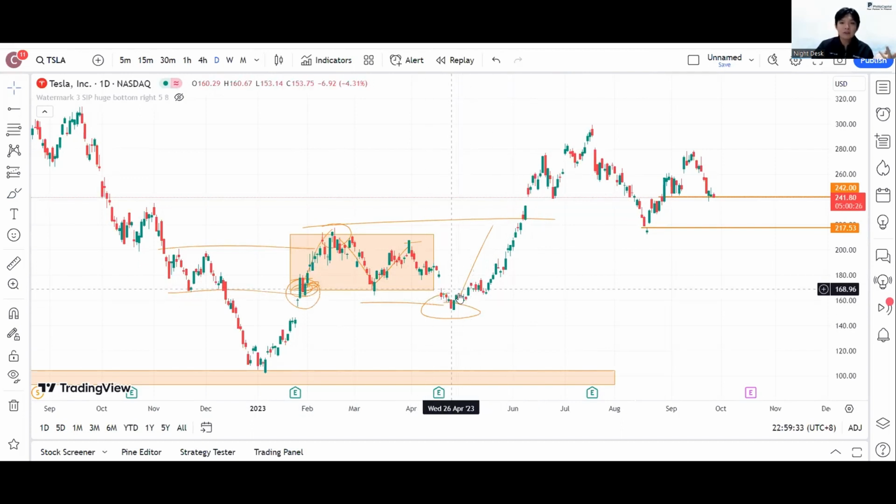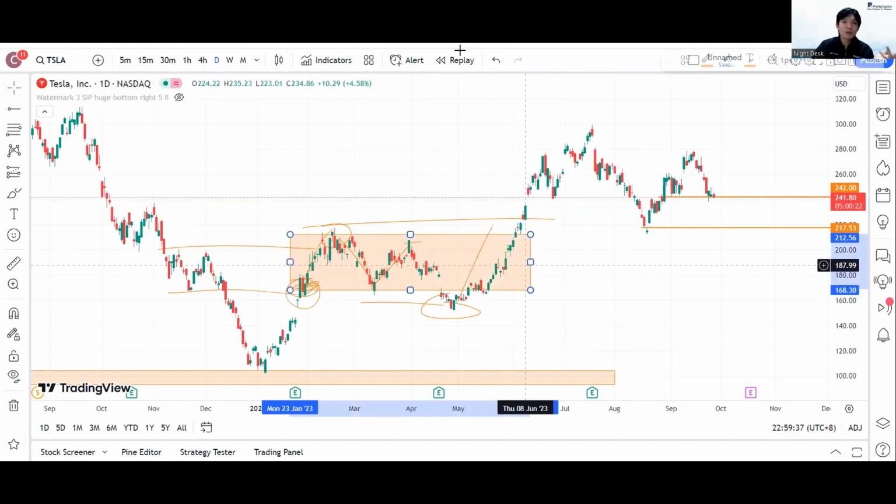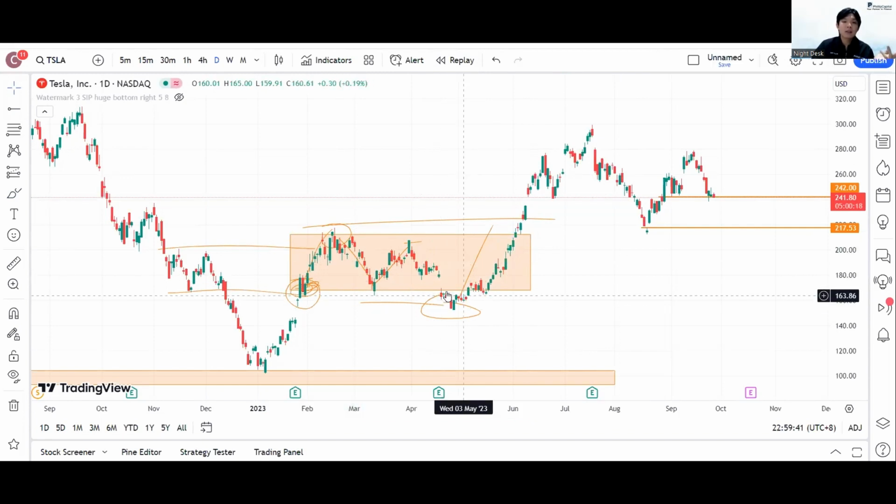Are you talking about this area, where price starts to trade lower and fails to hold lower? Is it this one, this area here?